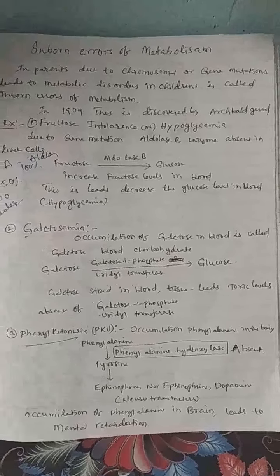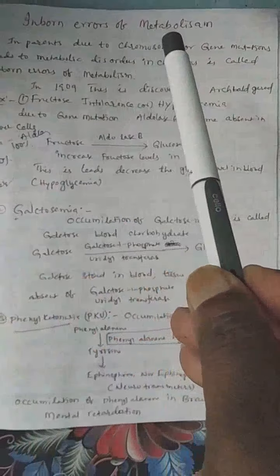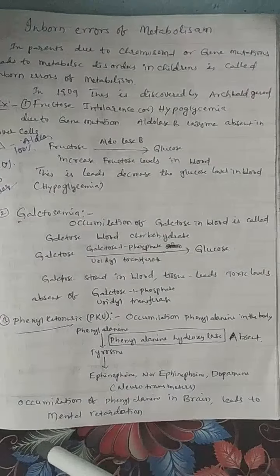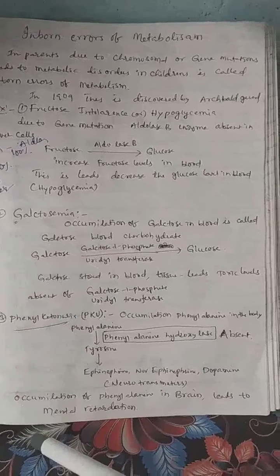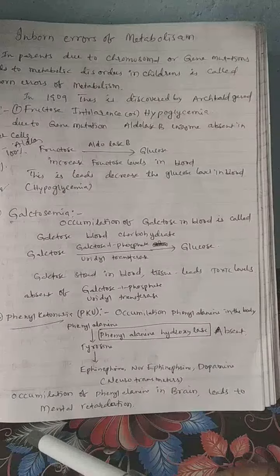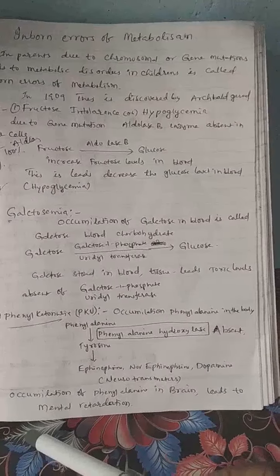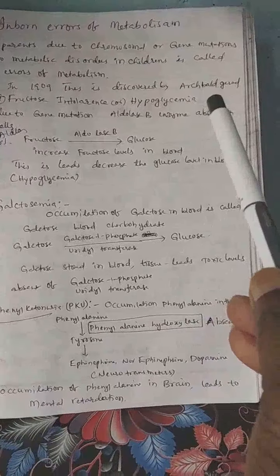Okay, today we discuss inborn errors of metabolism. When, in parents, chromosomal or gene mutations lead to a metabolic disorder in children, it is called inborn errors of metabolism. Inborn errors of metabolism were discovered by Archibald Garrod in 1909.